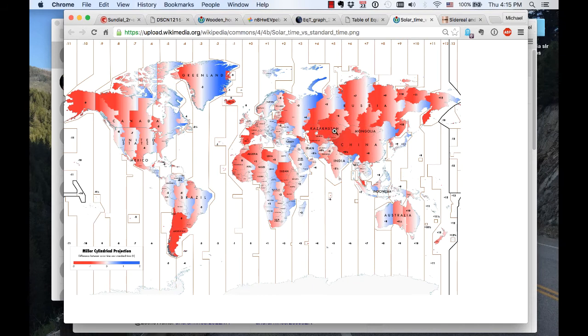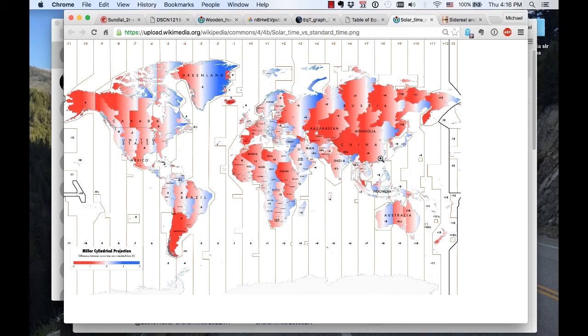So you can see Kazakhstan, parts of North Africa are also quite red. Alaska is not really in the right time zone either. So that's something that's unusual. China, you can see, has one time zone. It's all at +8 relative to Greenwich.